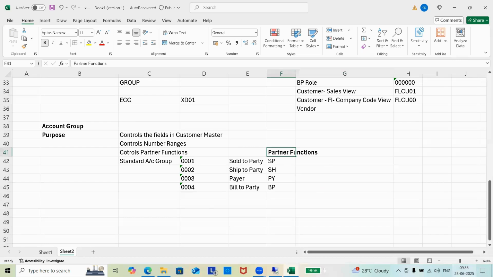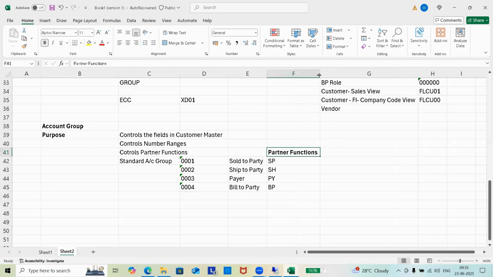It's already 9:35. Okay, guys, then we can stop this for today. Tomorrow we'll continue from here. We will cover account group and business partner roles, both configurations, tomorrow. Tomorrow is quite important. Please, no one miss the class, not a single class.